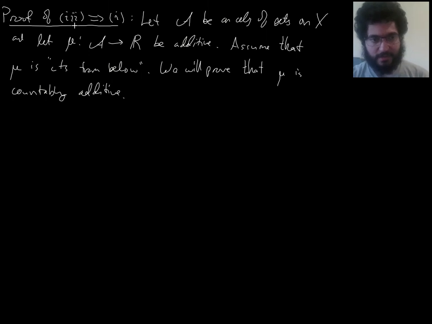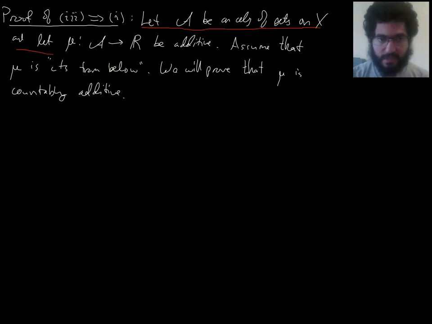All right, finally, we'll prove 3 implies 1. So first, the global assumptions, just stating them again. Let A be an algebra of sets on X, and let mu be an additive function. Then we're going to assume 3, so we're assuming that mu is continuous from below. And our goal is to prove 1, that's that mu is countably additive.